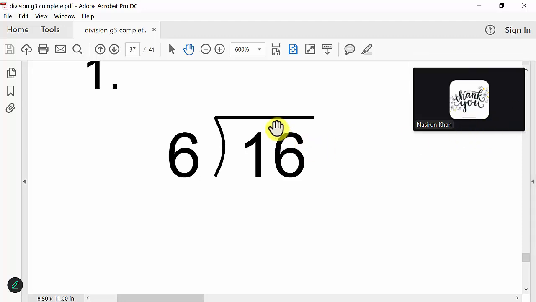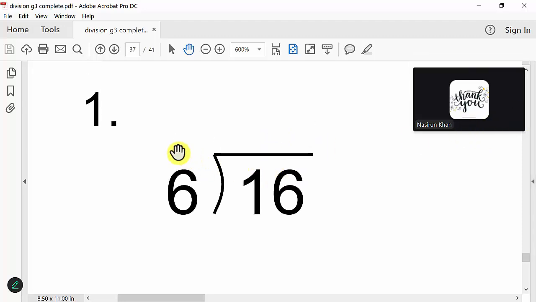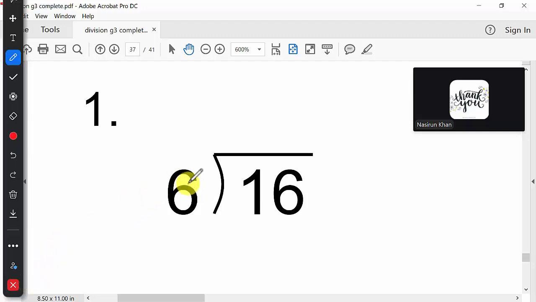Today we are going to do division, and the first number is 16 divided by 6. First, look at the number 6. Division is actually the reverse of multiplication. So this one is the same as 6 times what number equals 16. If we multiply 6 times 1, it equals 6. So this one is for 16.